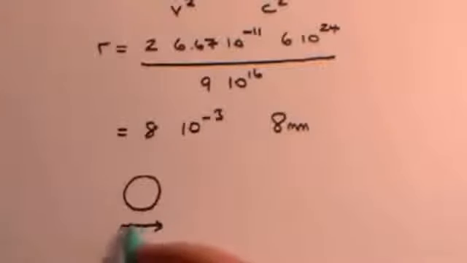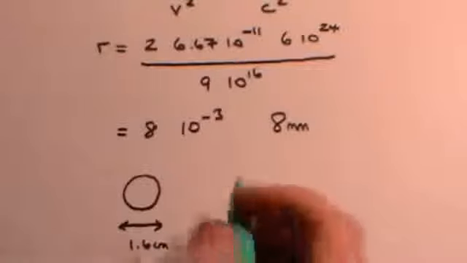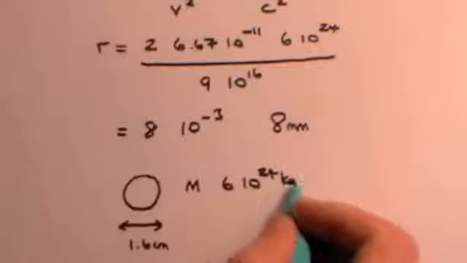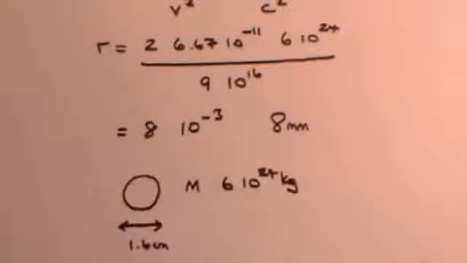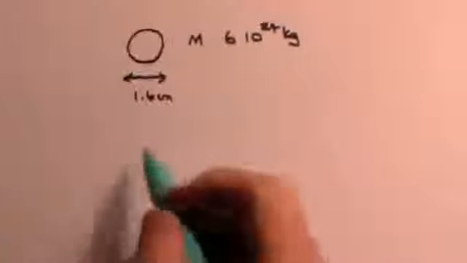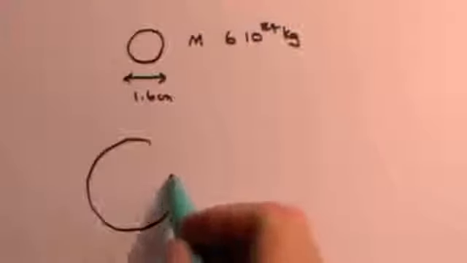Now I want to ask the question: if you could indeed squash the Earth down to a marble whose diameter is 1.6 centimeters, but whose mass is 6 times 10 to the 24 kilograms, in other words, the full mass of the Earth is contained within this marble, would it stay that size? Well, let's think about the ordinary Earth, the Earth before we squash it.